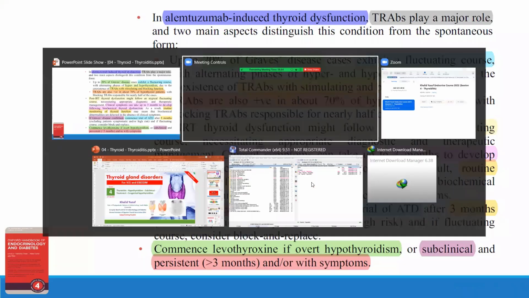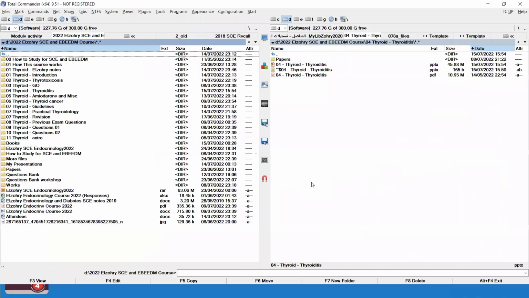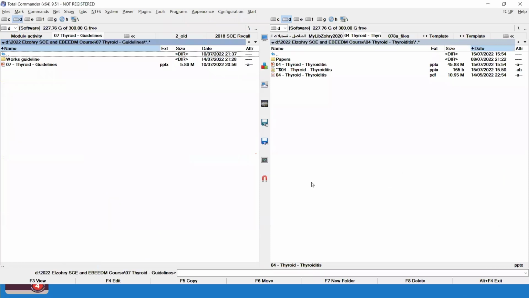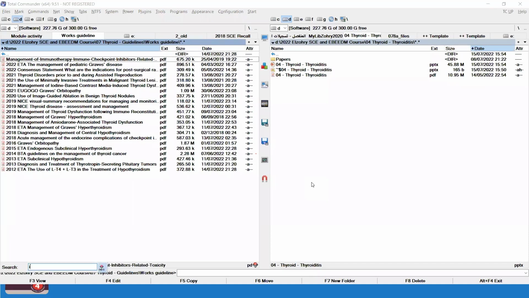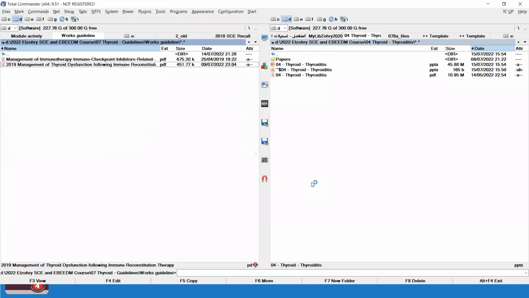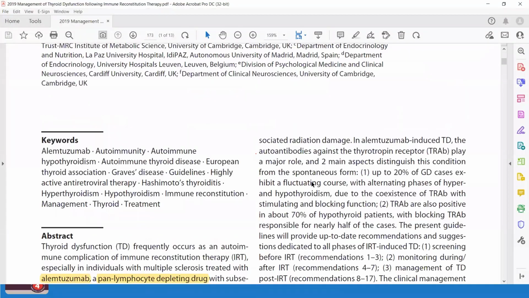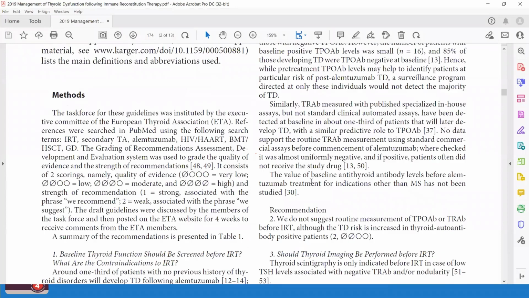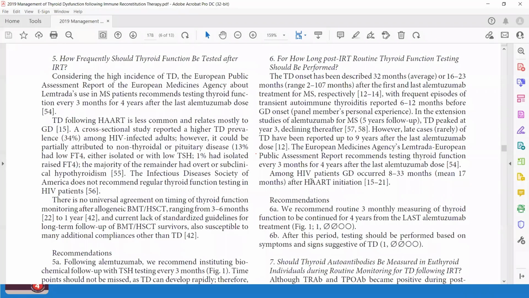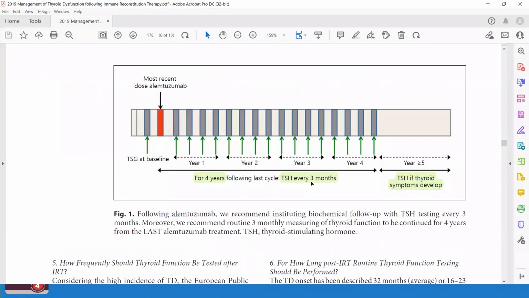And actually, I will show this guideline because this is a very important guideline. I will show this one, because in the guidelines they mention how to follow the patient by this table, how to follow up.